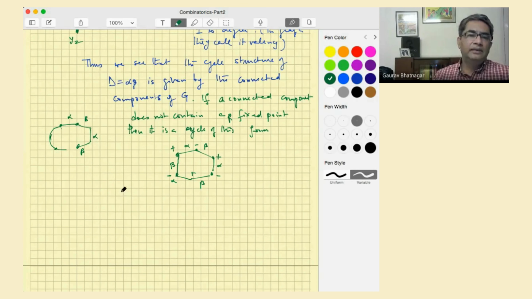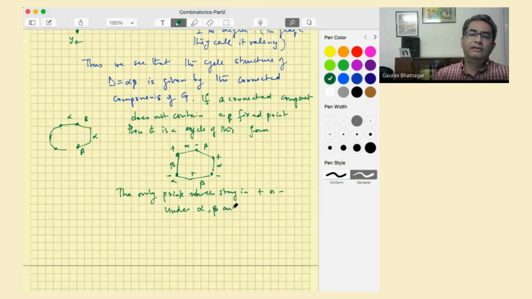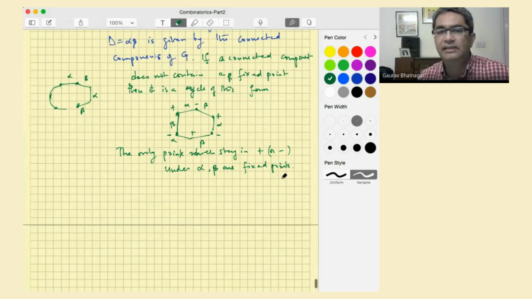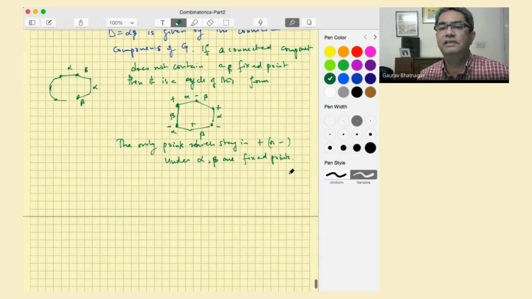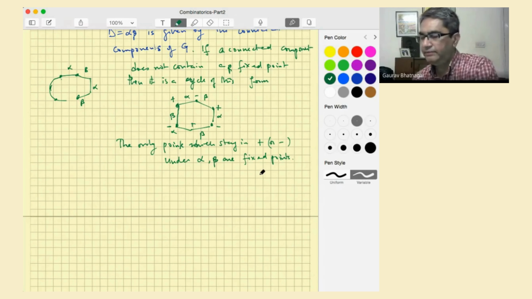So the reason is that the only points which stay in plus or minus under alpha and beta are the fixed points. I mean, even in minus, nothing stays, but the only thing which stays in plus are other fixed points. So they all have to alternate. Okay.